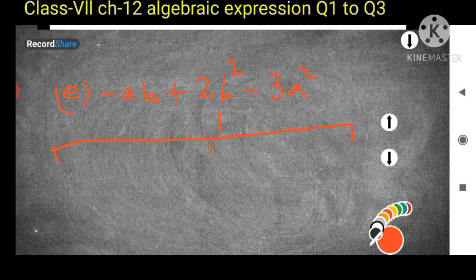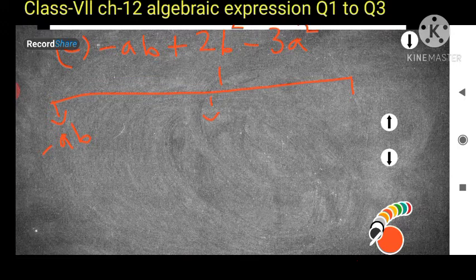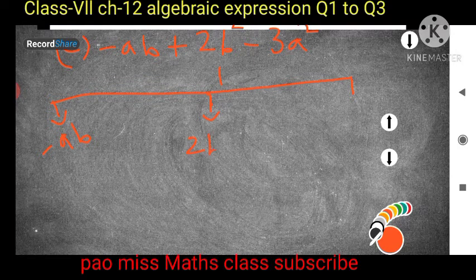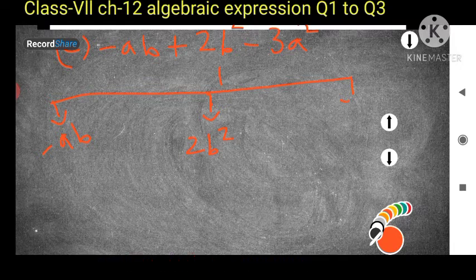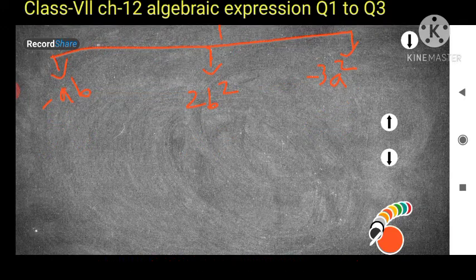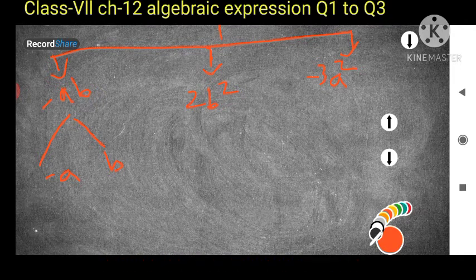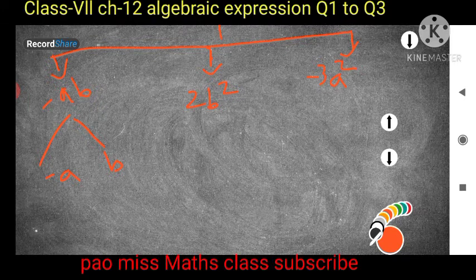So first term is minus AB. Second term is 2B square. If it is plus, then there is no need to write the plus sign. And what is the third? The third term is minus 3A square. Now again we have to write the factors of minus AB. So minus AB factors will be minus A and B. Okay, now for the factors of 2B square.